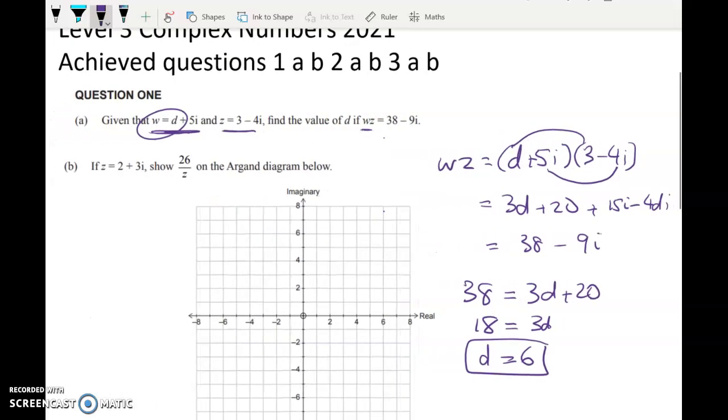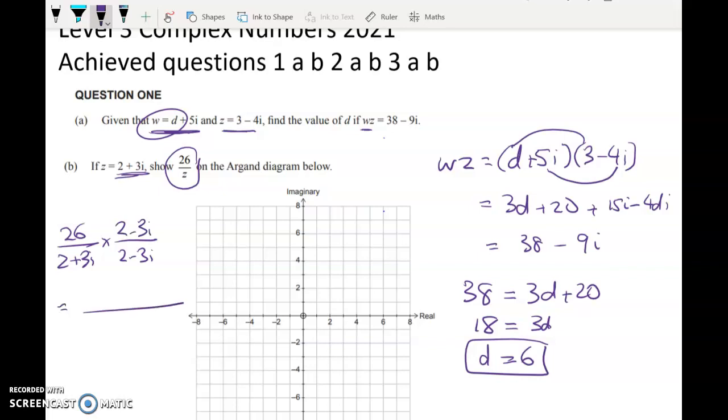In the next one, again, we've got rectangular form. We have to work out 26 over 2 plus 3i. So 26 over 2 plus 3i is one where we need to times by the conjugate. So 2 minus 3i over 2 minus 3i.